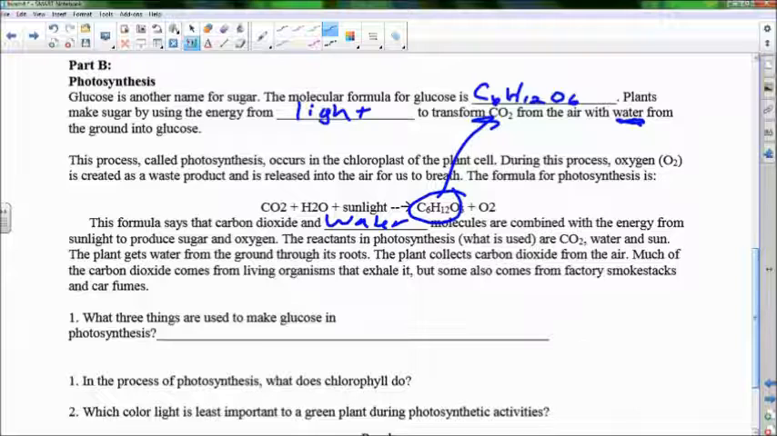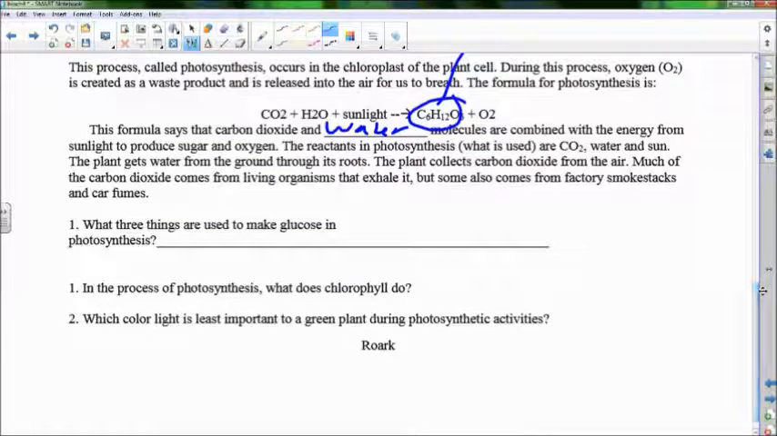The plant gives water. Okay, looking over this, this is fairly redundant. But this is a good question right here, even though it says the same thing up above. What three things are used to make glucose? We need to know these. Water, carbon dioxide, and light.